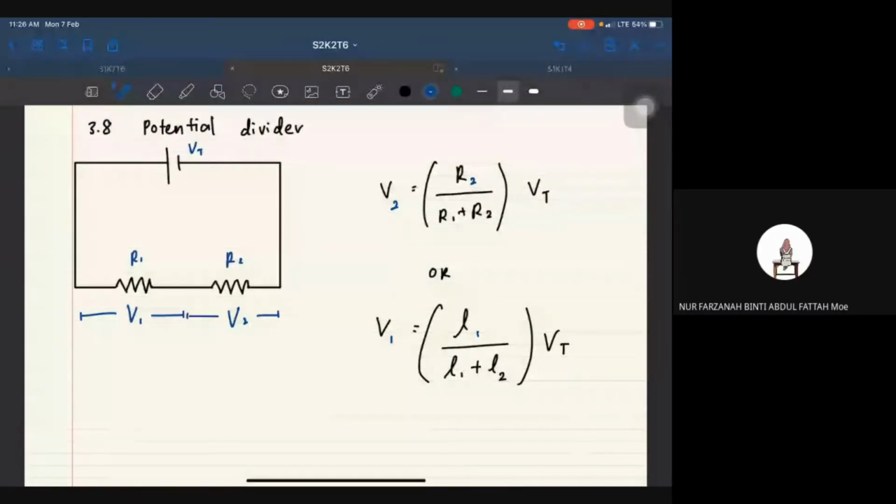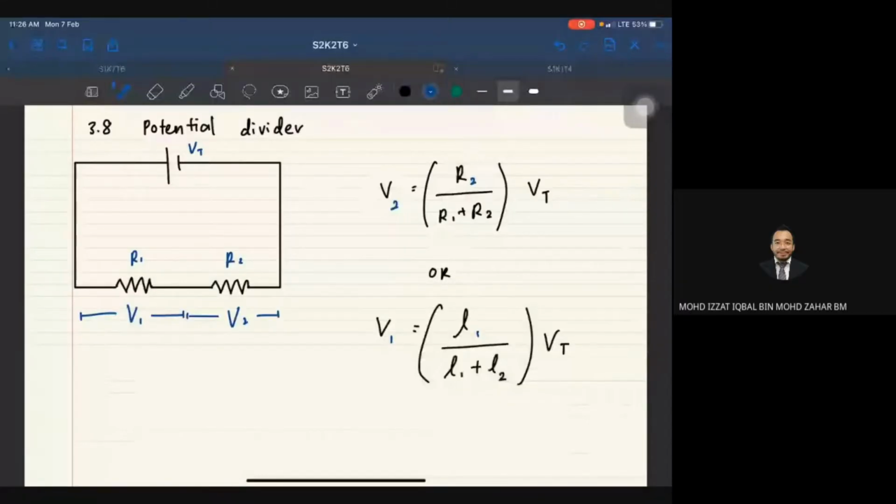Okay, sir. So you guys know that R and L are actually directly proportional. So you have an equation R equals rho L over A. So as long as rho and A are constant, then R and L you can relate straight away. So that's why there is the derivation again, but they cancel out and end up with this equation. So very similar equation.